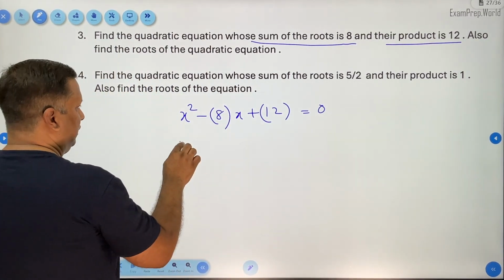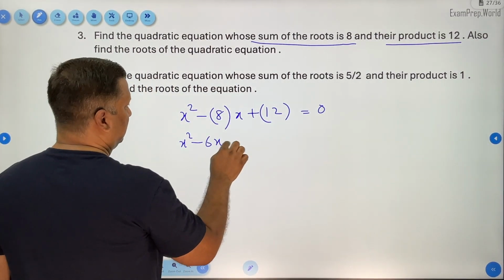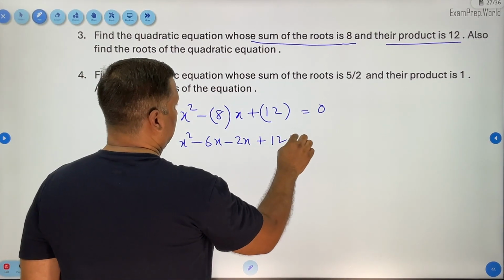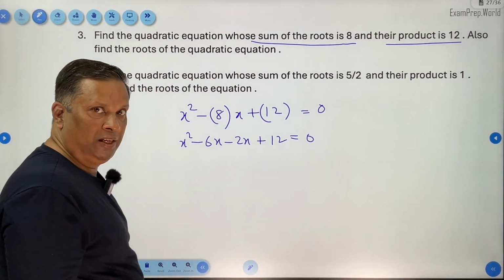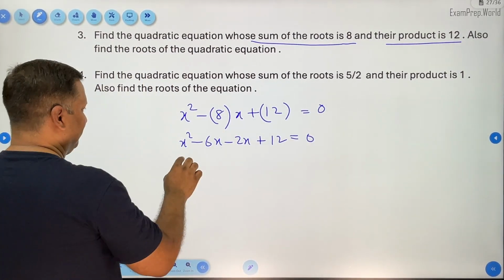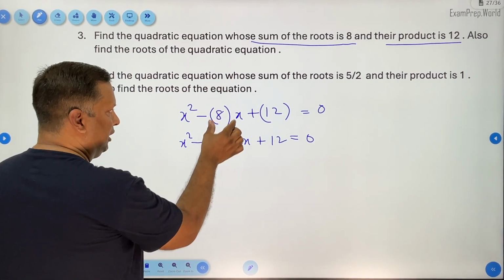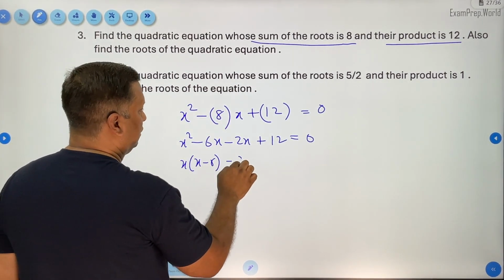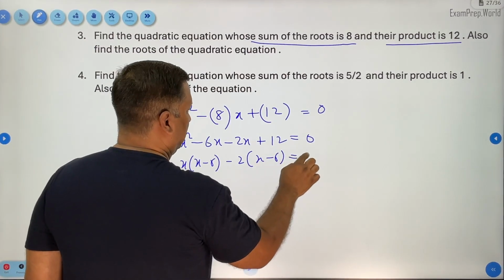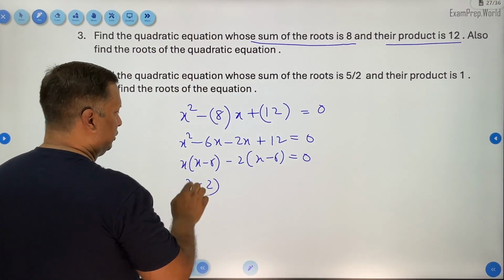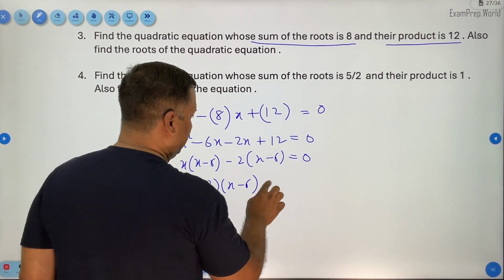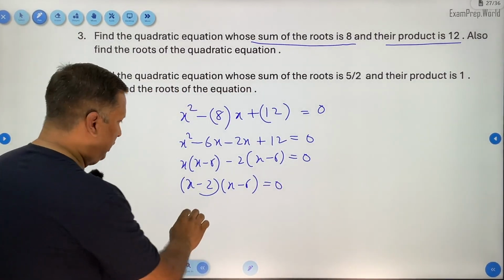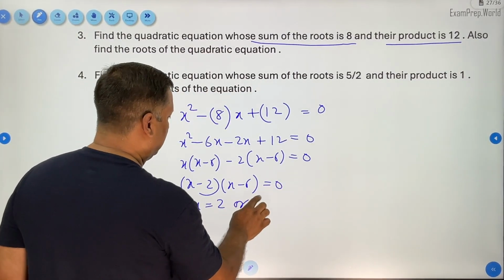I will factorize and find. x square minus 6x minus 2x plus 12 equal to 0. So our factorization exercise once again, right? Splitting the middle term. I have split 8x into 2 terms. So taking x common, x into x minus 6 minus 2 into x minus 6 equal to 0, x minus 2 and x minus 6 equal to 0, right?